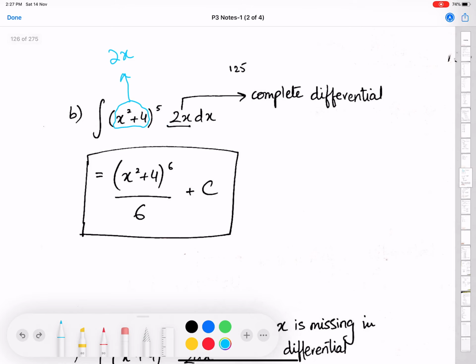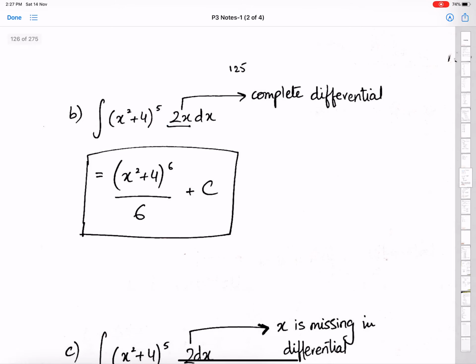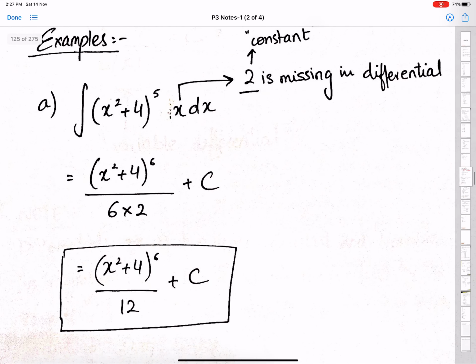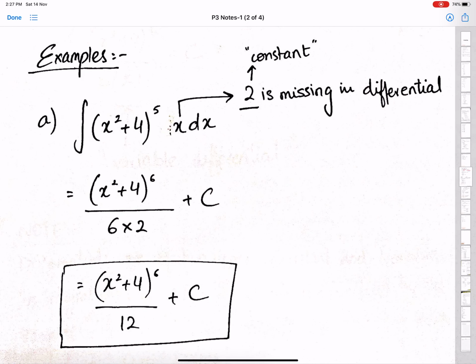What if the differential is incomplete? Like in this example. If you differentiate this function mentally, you will get x. Let me differentiate this here. x square plus 4: when you differentiate x square plus 4, you will get 2x.